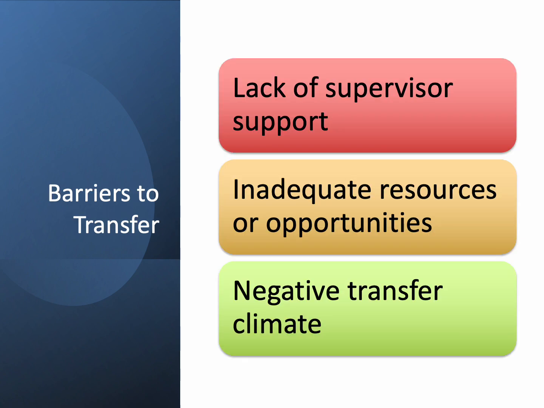Barriers to transfer include lack of supervisor support, inadequate resources or opportunities to apply skills, and a negative transfer climate. The primary barrier is unsupportive managers who fail to reinforce training. For example, a safety training may fail if supervisors don't encourage protocol use. As we discuss this, consider barriers in your field. In industries like construction or education, overcoming these barriers ensures training translates into performance, enhancing outcomes through supportive environments and resources.